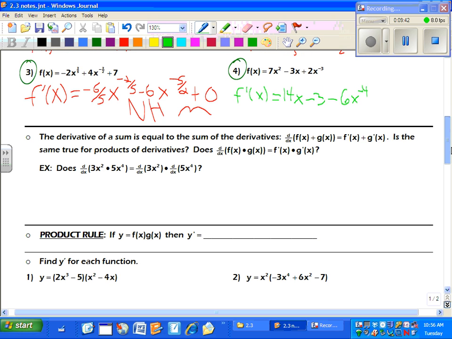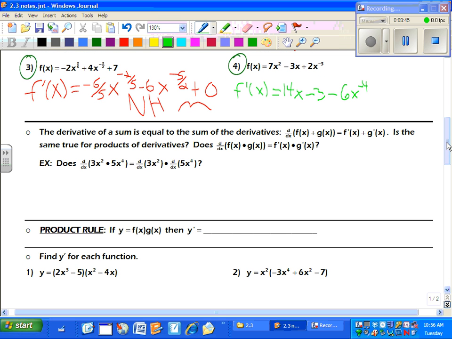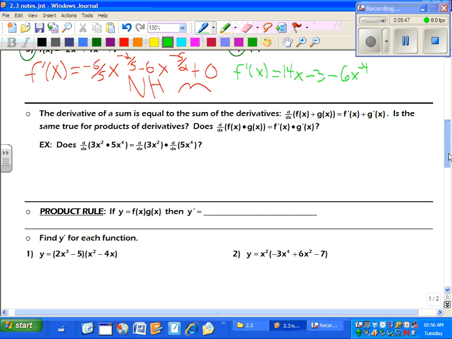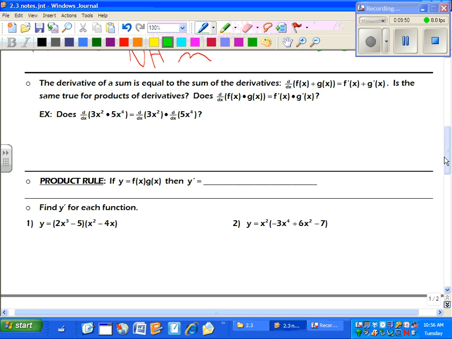So, with addition and subtraction, pretty simple, basically the same stuff we were doing before. Next part says the derivative of a sum is equal to the sum of the derivatives. That's what we just talked about. Same with the difference. Question is, is the same true for products of derivatives? Does the derivative of f of x times g of x equal the derivative of f of x times the derivative of g of x? Let's take a look and see if it works that way.